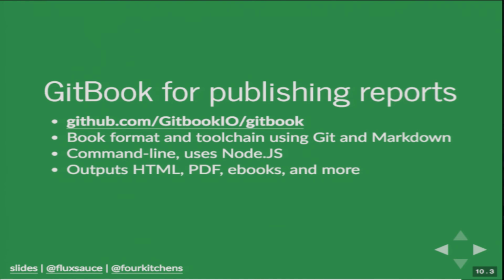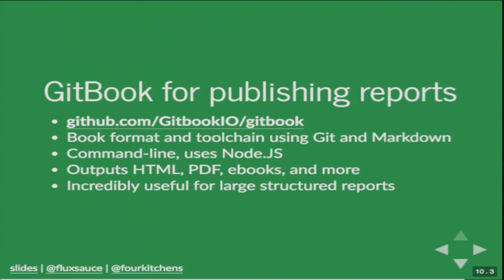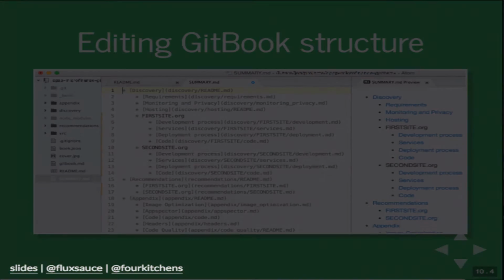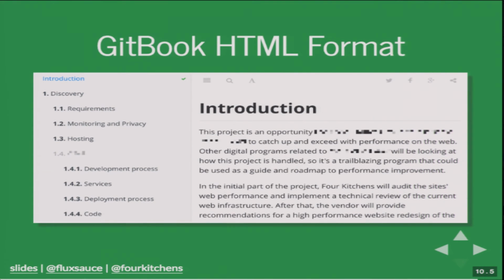Its command line facility uses Node and outputs in a number of different structures. So the GitBook structure itself, and this is an actual report that, with a little bit of find and replace, you don't actually have the names of the sites, but you can see the structure. You have a summary.markdown, which contains a nested markdown list that will actually define the structure of the report, and then you can just preview that and see what it's going to look like. When it renders, the navigation system will actually reflect that structure.